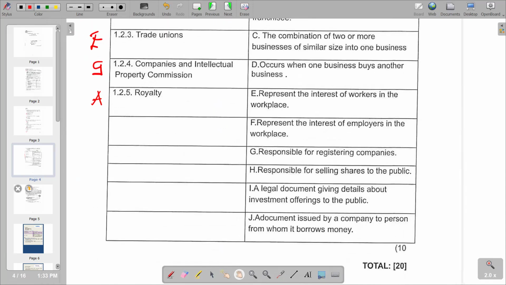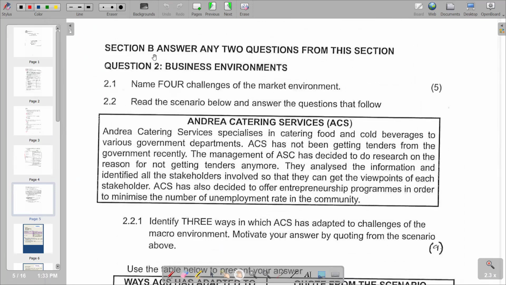So moving on to question number two, which is in section B. Remember, the instruction on section B says answer two questions from this section. So we are going to have three questions under section B, of which we are supposed to answer only two. Question two is on the business environment. The first question says name four challenges of the market environment. The market environment includes every element that affects its ability to connect with its customers. So what are the challenges connected with the market environment is the question.